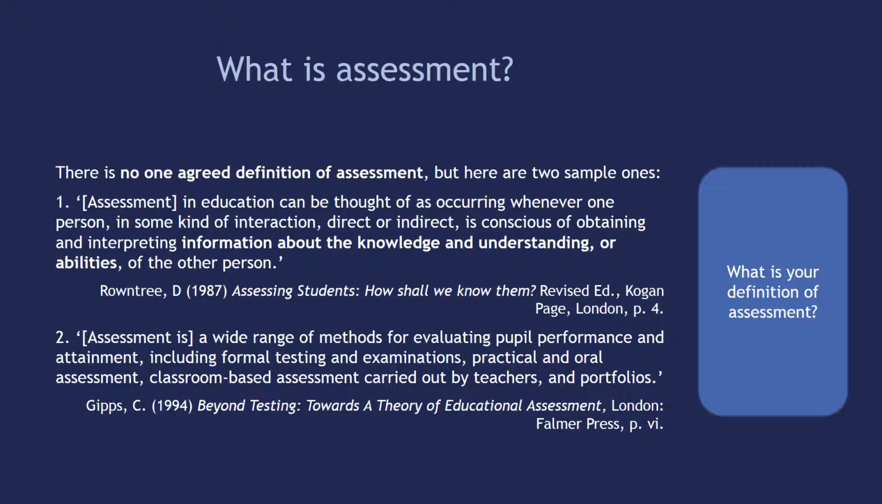And Gibbs, in a slightly later definition, says that assessment is a wide range of methods for evaluating pupil performance and attainment, including formal testing and examinations, practical and oral assessment, classroom-based assessment carried out by teachers, and portfolios. So just these two definitions alone provide an interesting set of views about assessment. For Roundtree, assessment is for gaining information for one person about another person. And for Gibbs, assessment is an evaluative tool. So it's not just about assessing, but also about evaluation. So there's something that you do with the information.